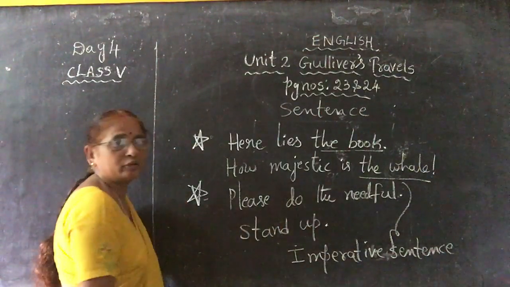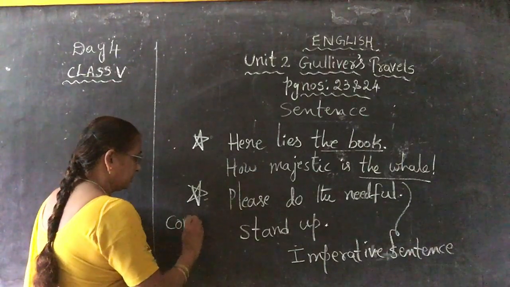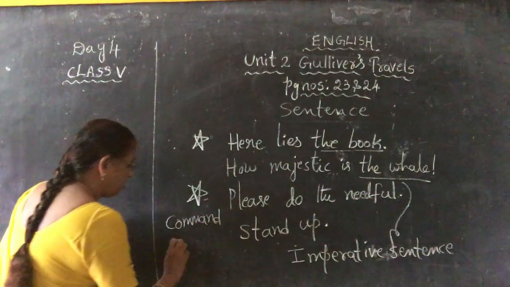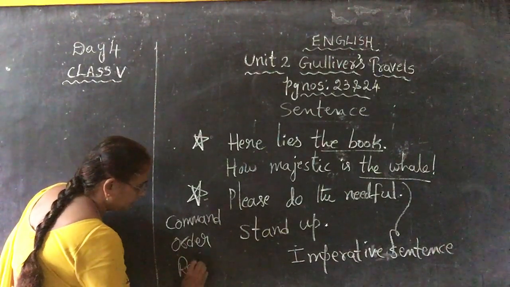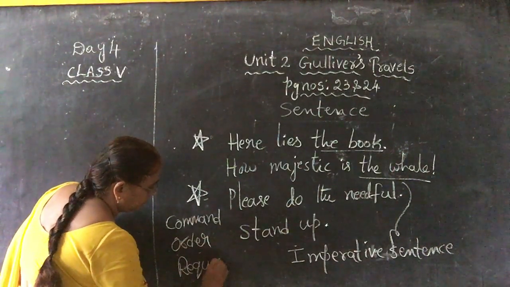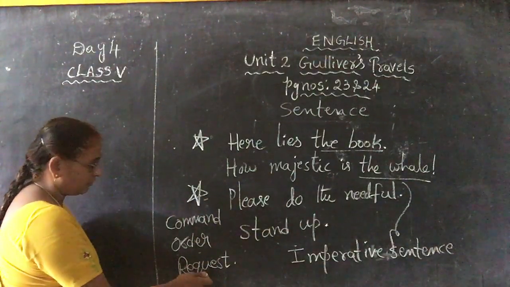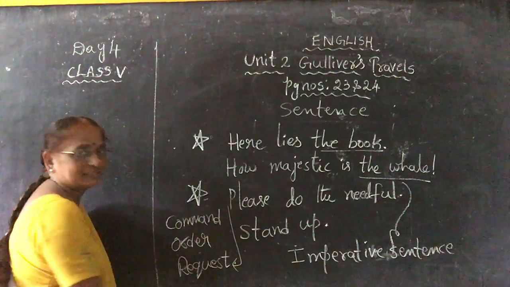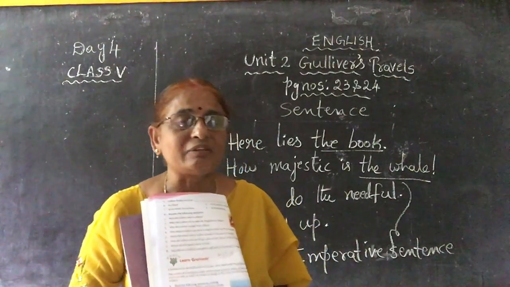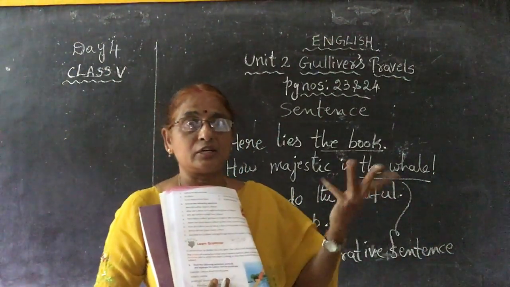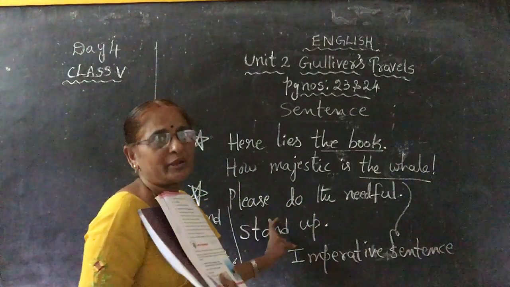What will be there in an imperative sentence, children? Commands, or orders, or requests. So, please do the needful: a request, so there will be please. So it is an imperative sentence. Stand up: when you are making noise in the class while the teacher is explaining the lesson, the teacher gets so angry. What does she say? Stand up. So that also comes under imperative sentences.